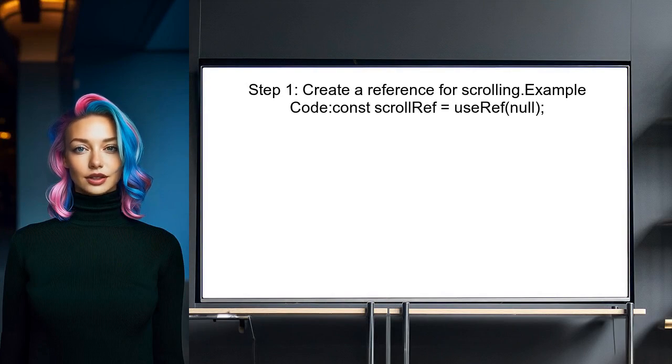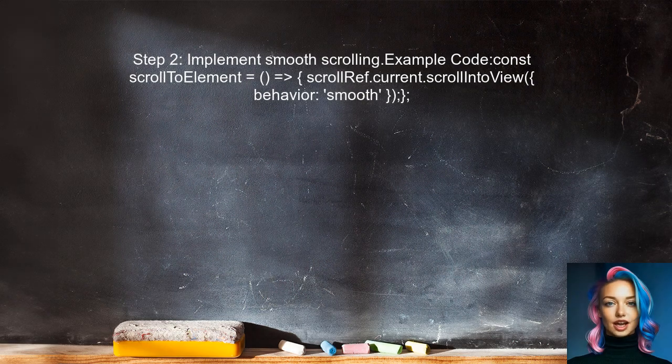To handle smooth scrolling in React, the user should first create a reference to the element they want to scroll. This can be done using the useRef hook, which allows React to manage the reference without directly manipulating the DOM. Next, the user should implement a function that smoothly scrolls to the desired position. This can be achieved using the scrollIntoView method, which provides a smooth scrolling effect.